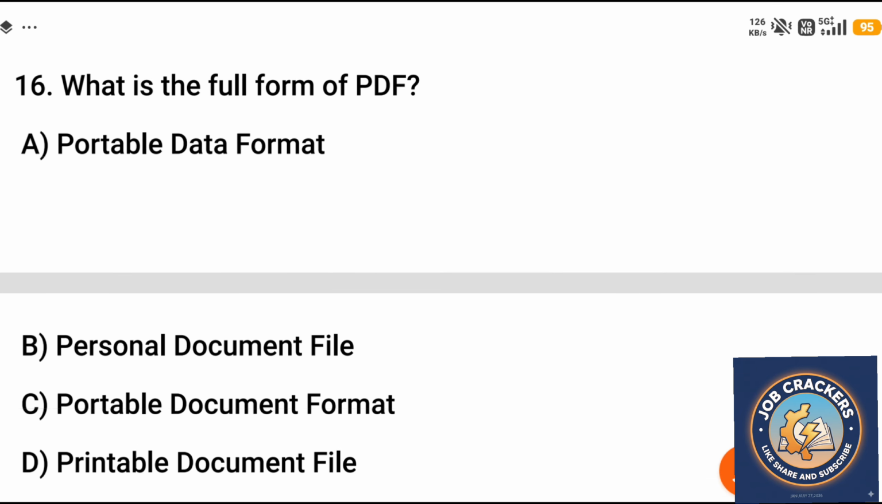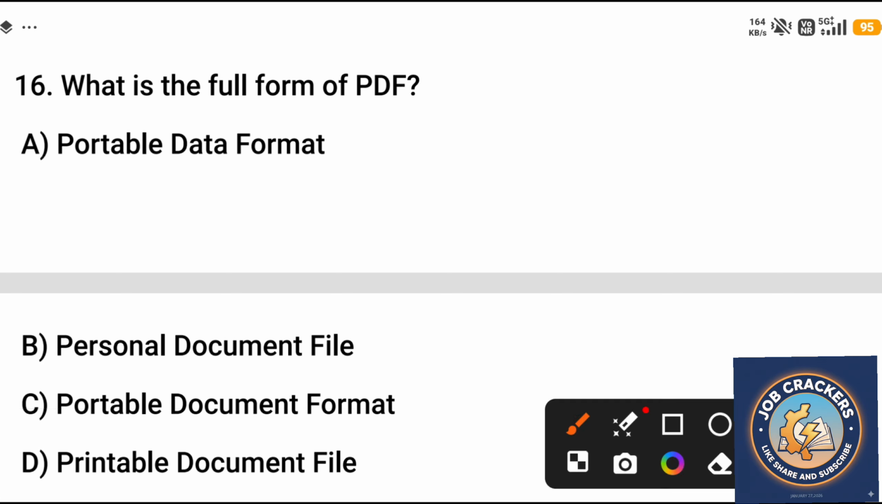Question 16. What is the full form of PDF? A. Portable data format. B. Personal document file. C. Portable document format. D. Printable document file. Correct answer is option C.